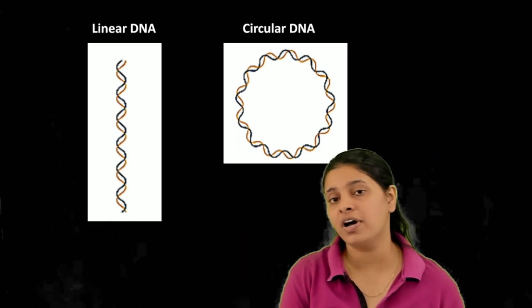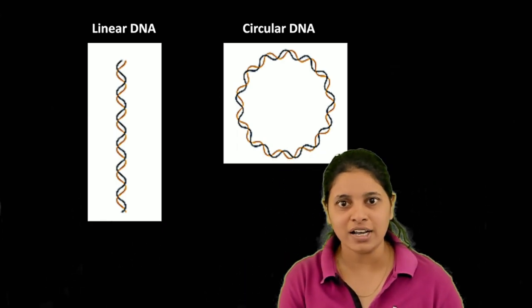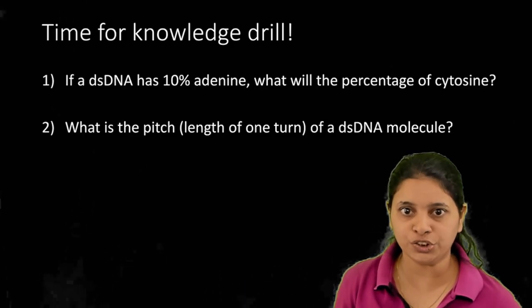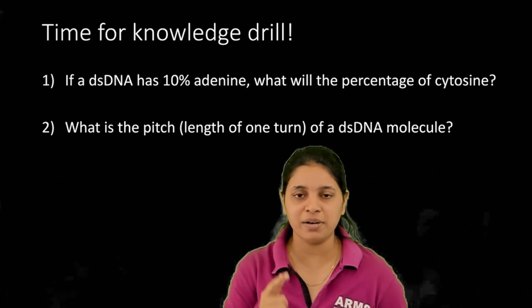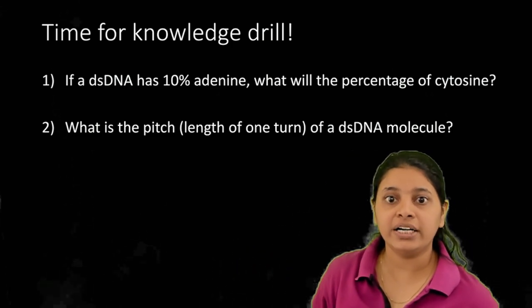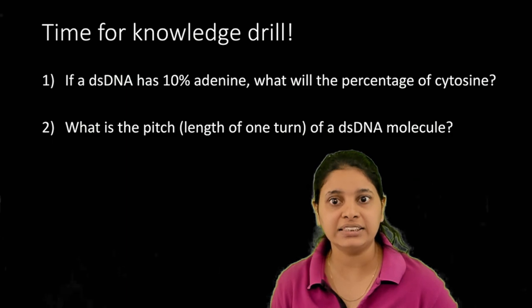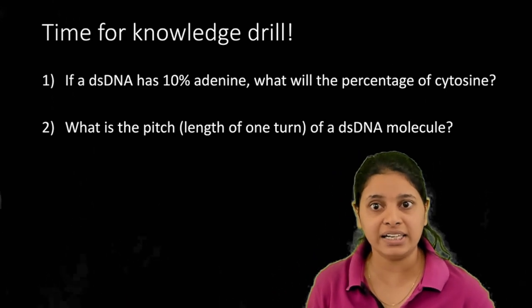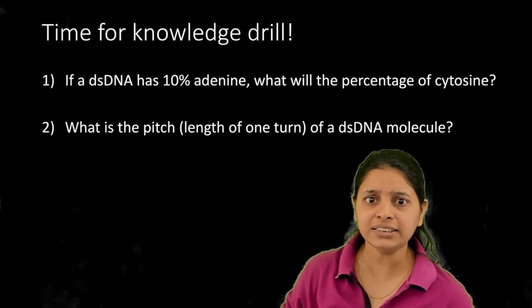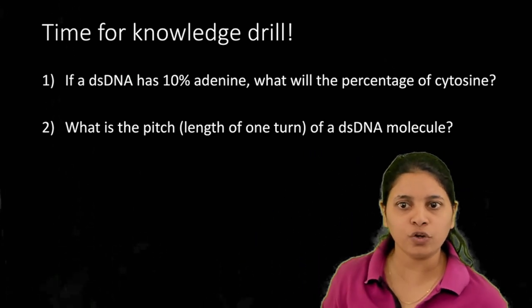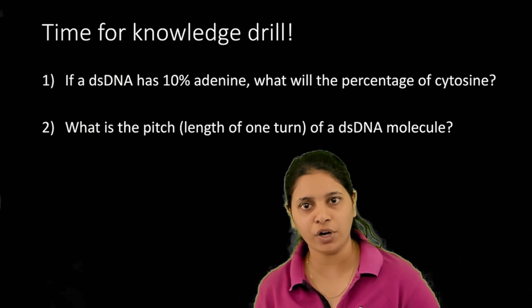So I hope you have understood the DNA structure. Now it's time for the knowledge drill. So try to answer these questions, okay? And tell me in the comments. If a double-stranded DNA has 10% adenine, what will be the percentage of cytosine? Next, what is the pitch, that is the length of one turn, of a double-stranded DNA molecule?